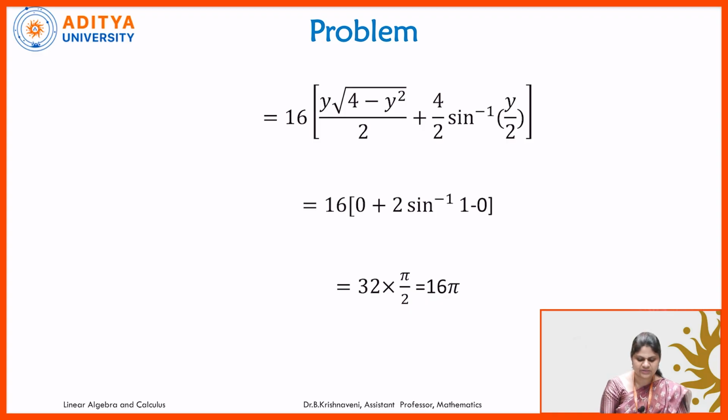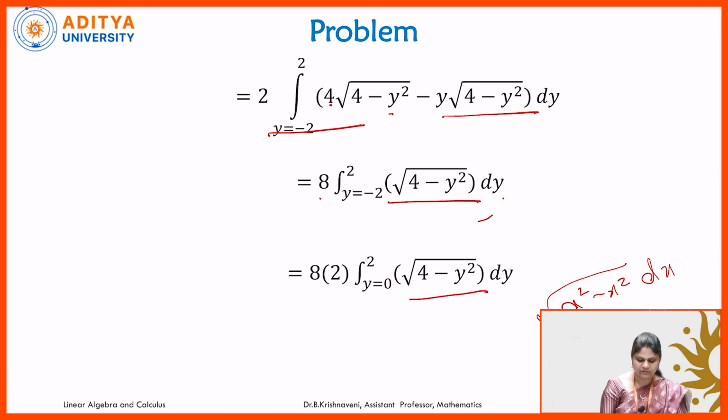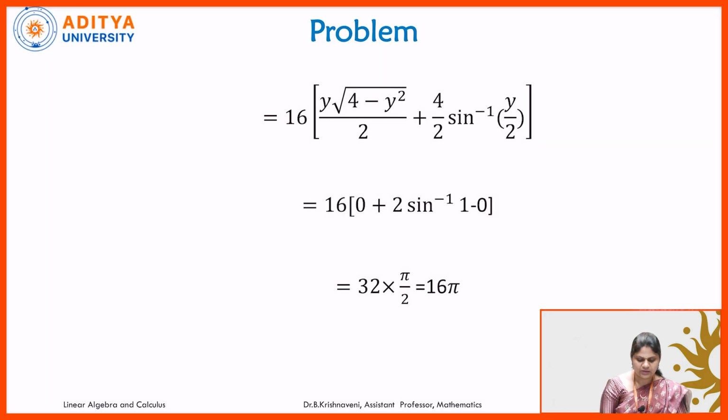Finally, substitute the y limits, which are from 0 to 2. Substituting the upper limit 2, 2 into root of 4 minus 4 becomes 0, and 4 by 2 sin inverse 2 by 2 is sin inverse 1. For the lower limit, y into something means 0 into something is 0, and sin inverse 0 is 0, so the lower limit is 0. This will be equal to 2 into 16 is 32, sin inverse 1 which is pi by 2, that is equal to 16 pi. So this is the way you can find the volume of the given region.